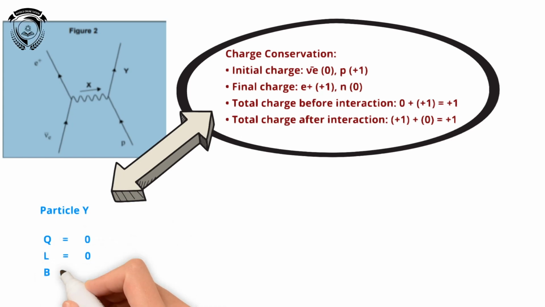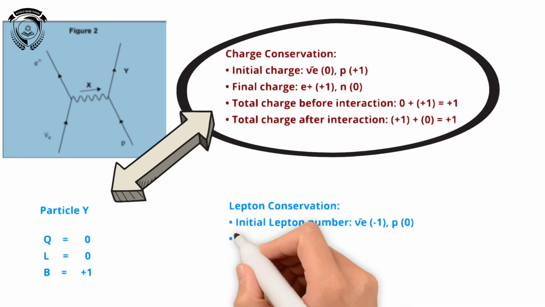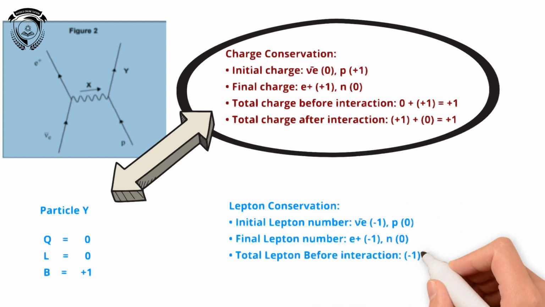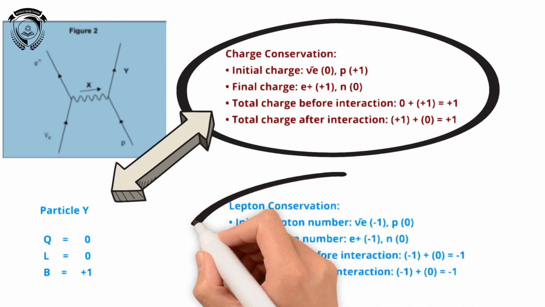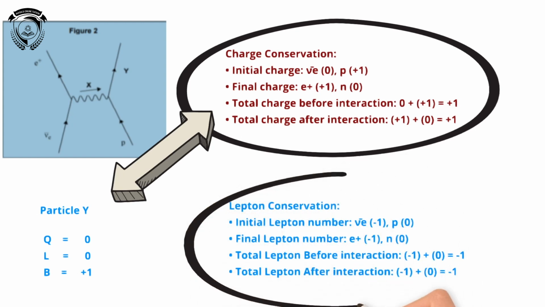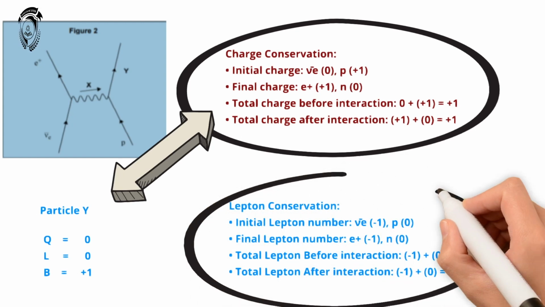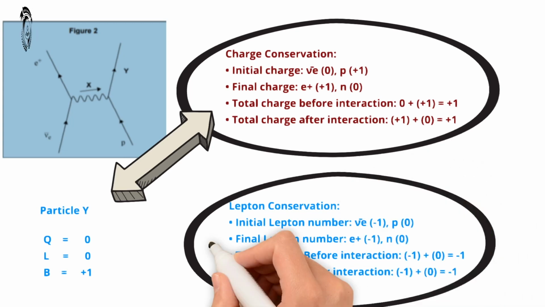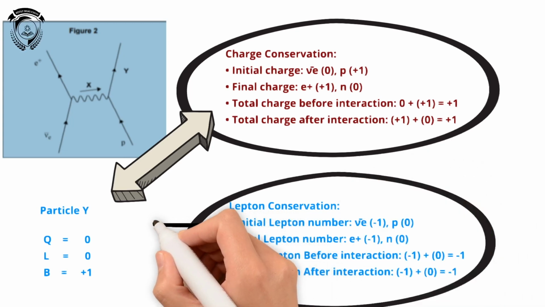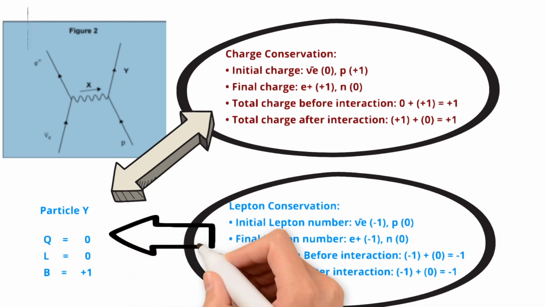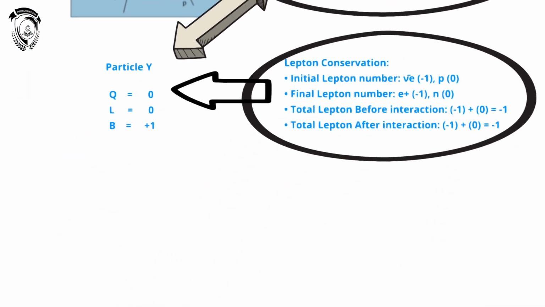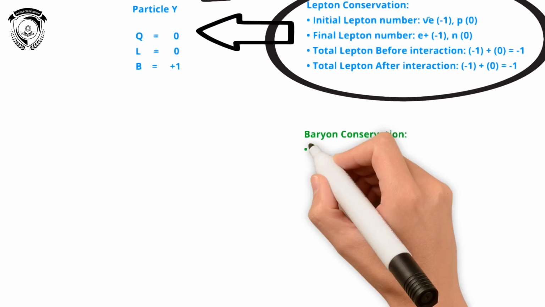Let's move on to the lepton number. If I look at the lepton conservation, initially the total lepton number before the interaction was -1, and after the interaction, it's also -1. So I can say that this particle Y has a charge of 0 and a lepton number of 0. But let's think about the baryon conservation.